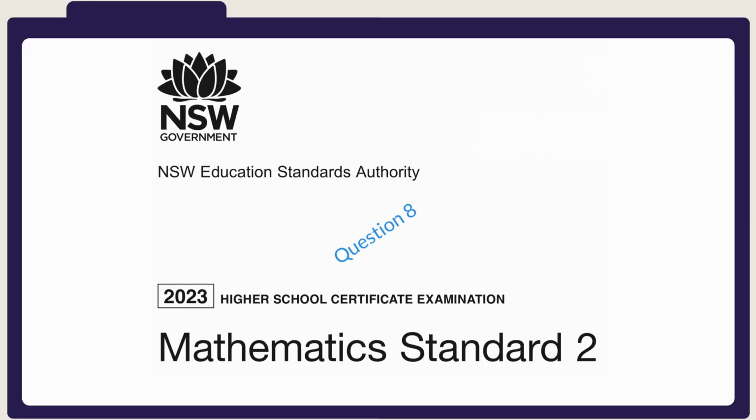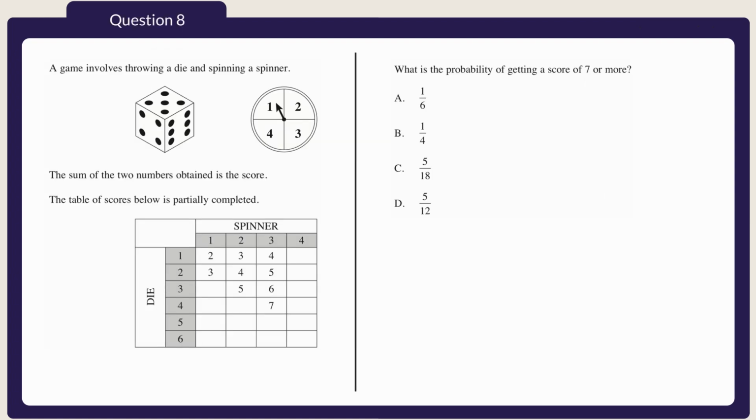Hi everyone, in this video I'm going to focus on question 8 from the 2023 Mathematics Standard 2 examination. So it's a multiple choice question, and I suggest if you have not completed this yet to attempt the problem before watching through. So the question is saying a game involves throwing a die and spinning a spinner.